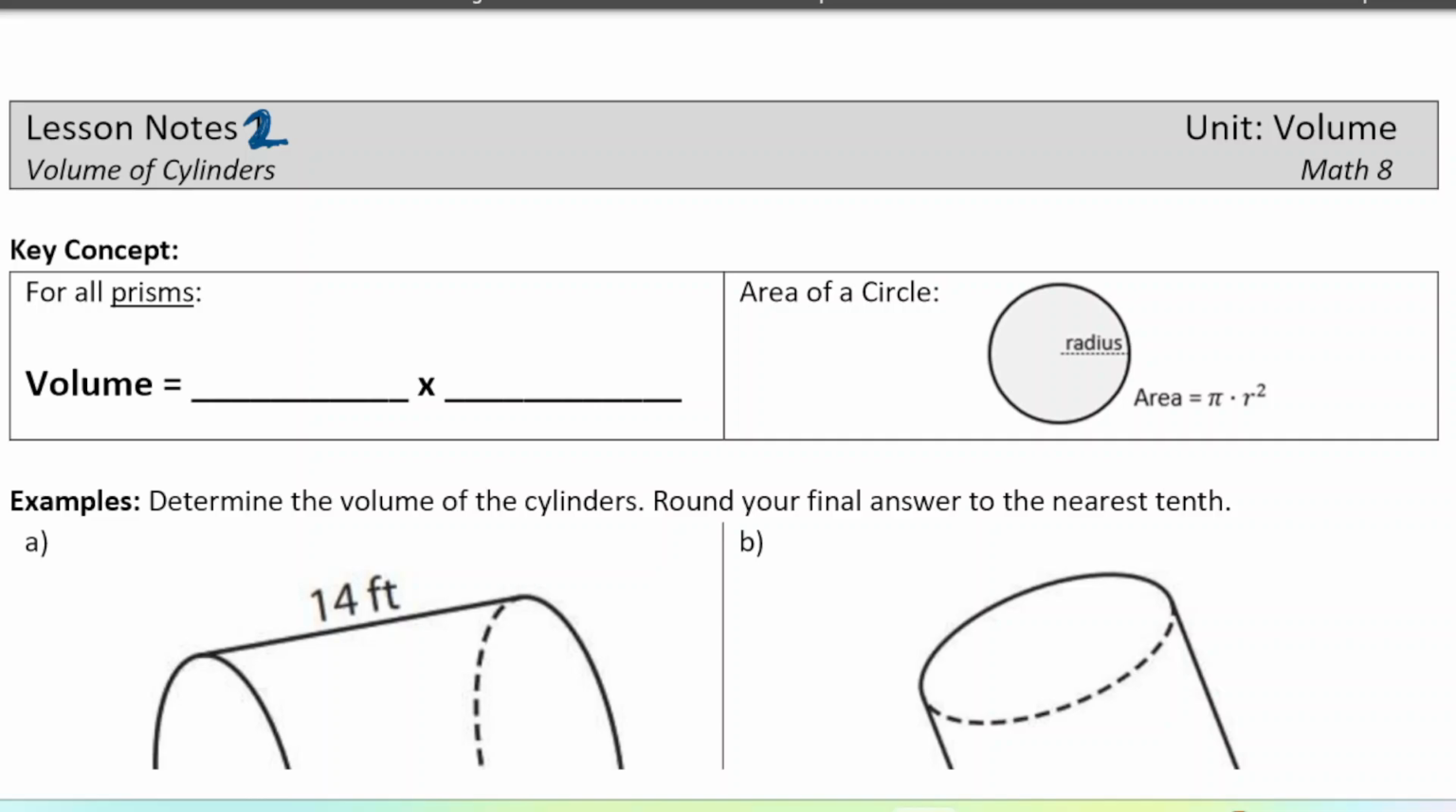So just as a reminder, for any prism, the volume is always equal to the area of the base times the height. And so for our cylinders, the base, which I'm always going to color in pink here, is going to be the circle. And circles have area pi r squared. And then the height will just be the height of the cylinder.